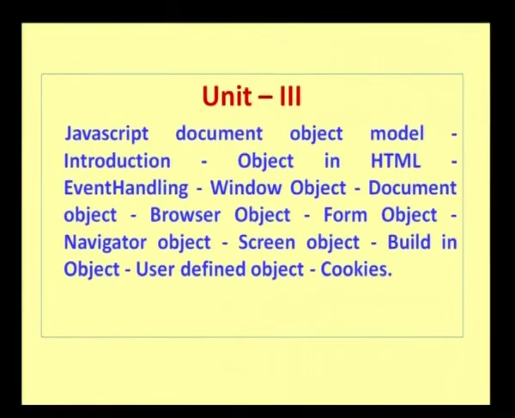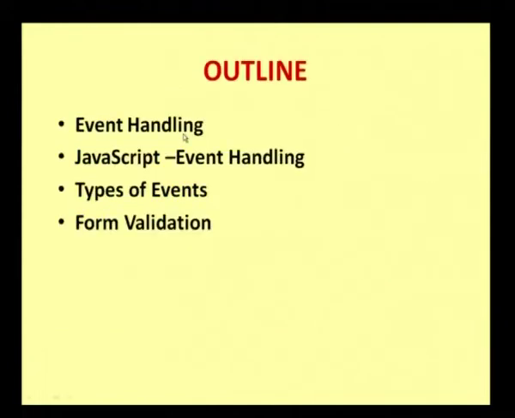Welcome to UGC lecture series in computer science. Today we are going to see series of lectures on web technology, semester 6, paper 15. Unit 3 covers DHTML, event handling, types of events, types of objects, cookies, etc. So today the outline of this program is event handling, JavaScript event handling in DHTML, types of events, and how to validate the data entered in the web page, that is form validation.